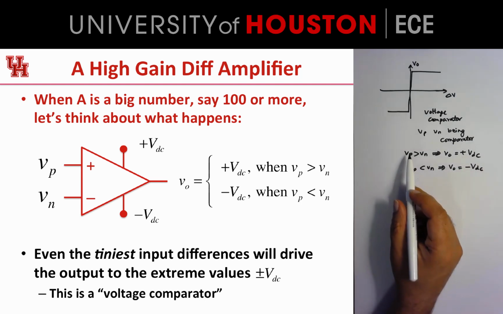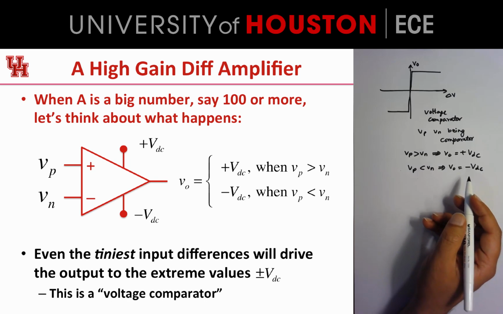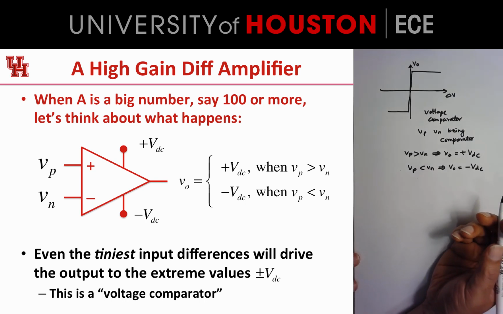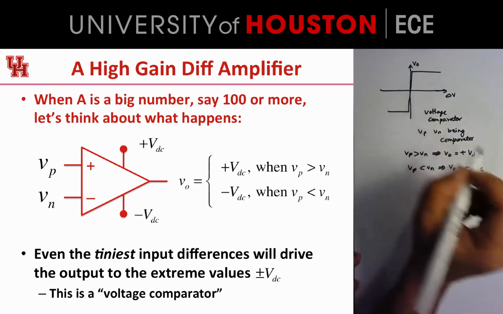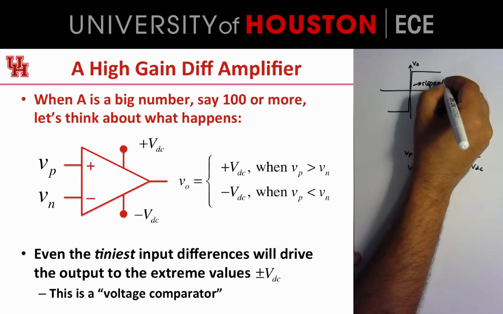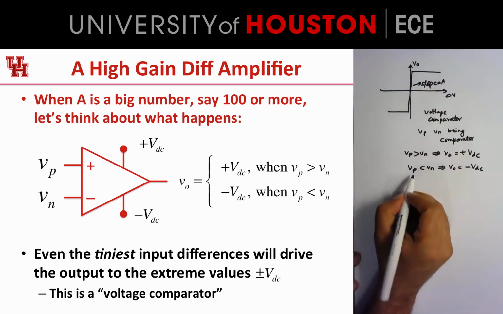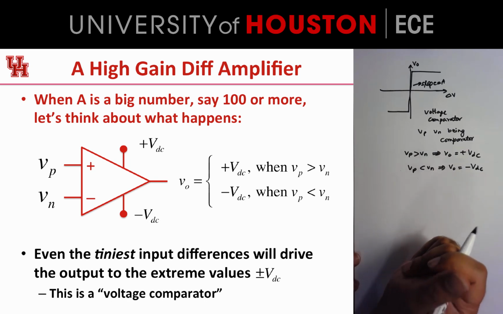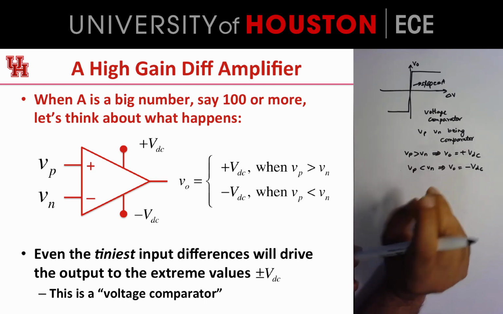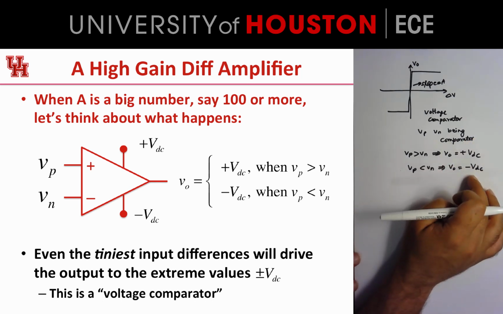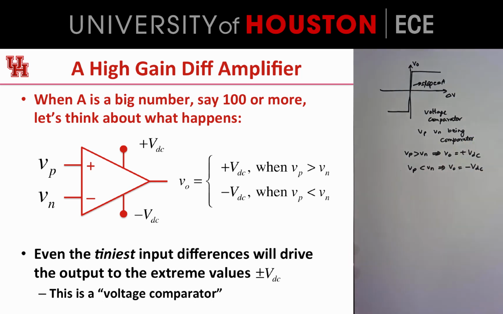When Vp is less than Vn, the output voltage is going to be minus VDC. Of course, if Vp is equal to Vn, the output is going to be 0, as one would expect. But if the slope is high enough, then even the tiniest difference between Vp and Vn is going to be picked up. So unless they're exactly the same, the output is going to be one or the other. We call this a voltage comparator circuit.